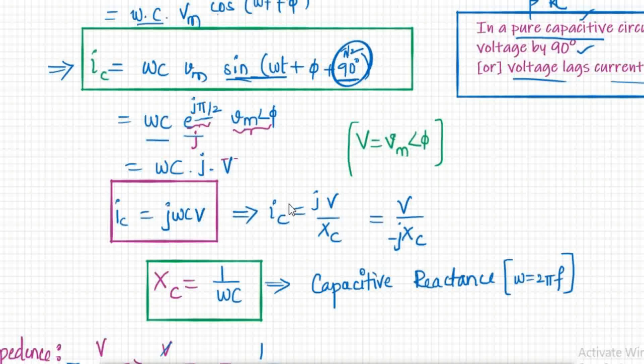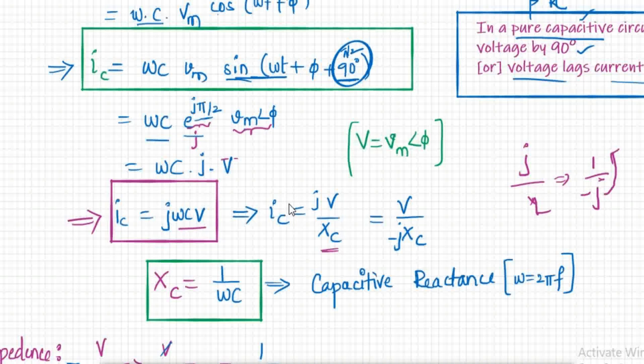Okay, the current through the capacitor is j into omega c into V. Here I am mentioning one new factor, that is capacitive reactance XC, which is given by 1 by omega c. In place of 1 by omega c I am replacing with XC, so that will become IC equal to j V by XC. If you shift the j operator from numerator to denominator, it will become minus j, and if you shift it from denominator to numerator also, it will have a negative sign.